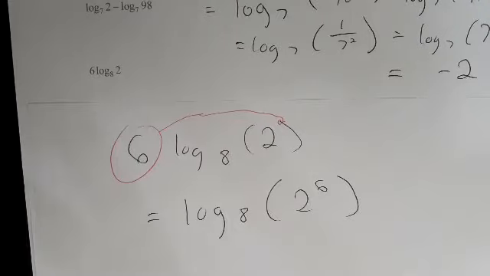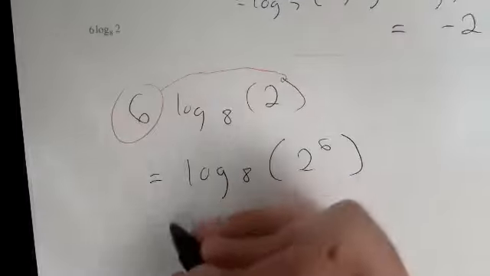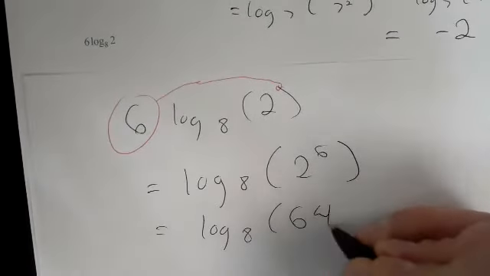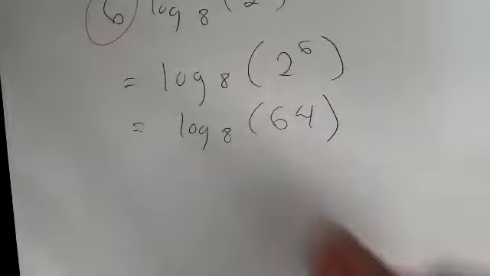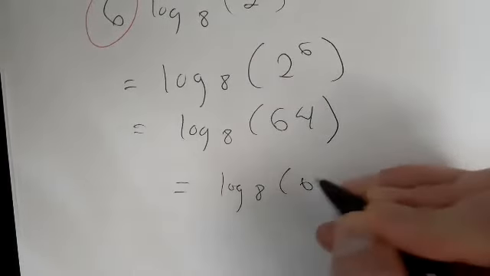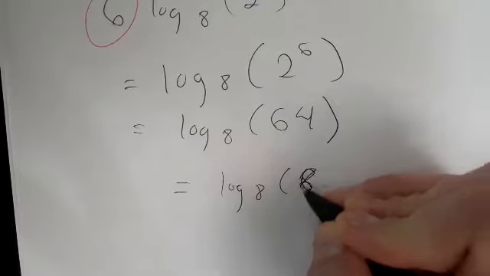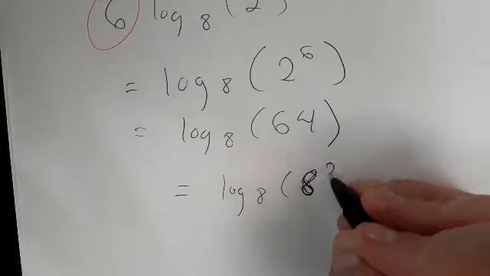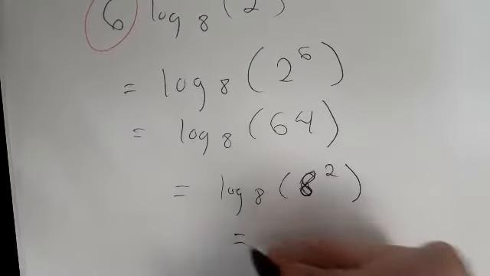Okay, so there are a few ways to simplify this. I think the easiest way is probably just to calculate 2 to the 6. So 2 to the 6, that's going to be 64. If you don't know what log base 8 of 64 is, that's fine. Here we go. Log base 8 of 64. 64 I can rewrite as 8 to the second power. If that's true, then this is just the number 2.